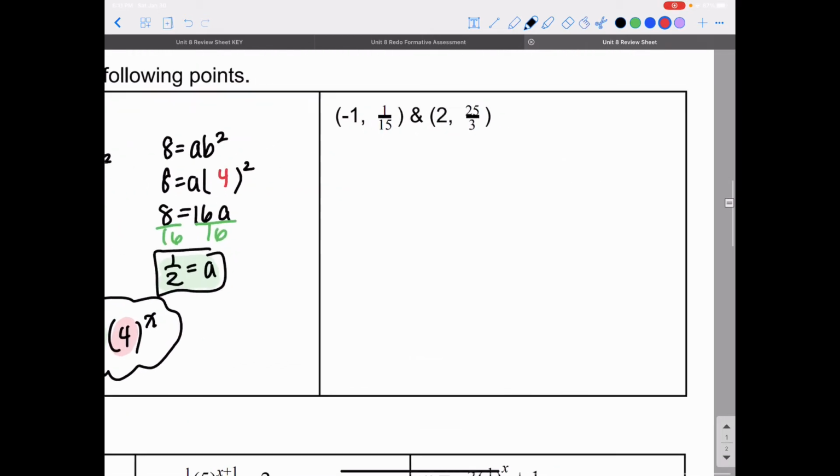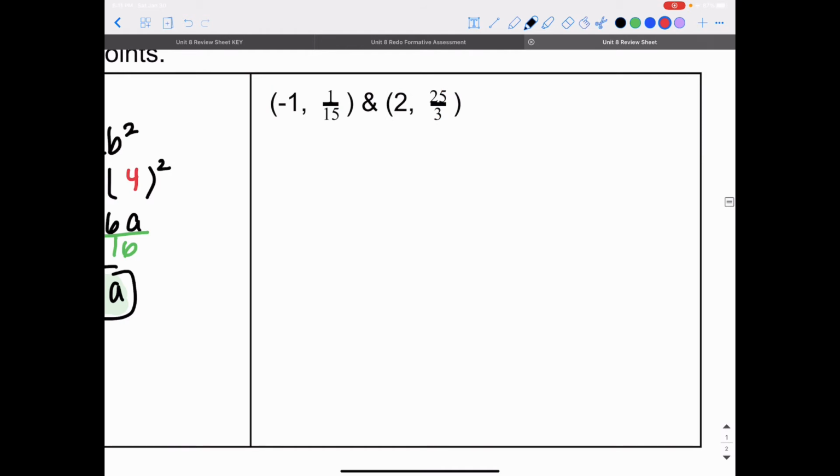For the next one, I have (-1, 1/15) and (2, 25/3). I'm going to take the one with the bigger x value, and I'm going to write that equation first for my system of equations that I need to write to solve. So the one with the bigger x value is the purple point again. This is my x value, this is my y value. I'm plugging it into the general form. Y is equal to a times b to the x power. I have 25 over 3 is equal to a times b to the second power. And then for the first point, I take this x and y value and I plug them into this general form.